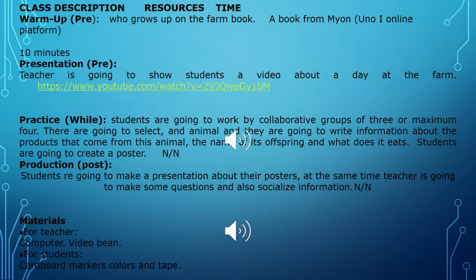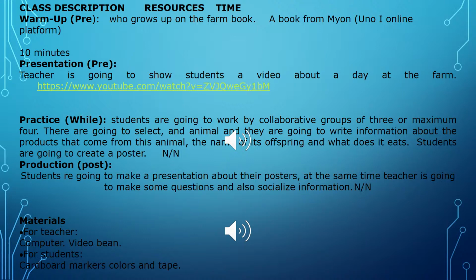Just after the presentation comes the practice. So here, students are going to work in a collaborative way, in groups of 3 or maximum 4. You have to bear in mind that in a collaborative group, there can be more than 5 students. So by groups, they are going to select an animal and they are going to write information about the products that come from this animal, the name of its offsprings, and what it eats.